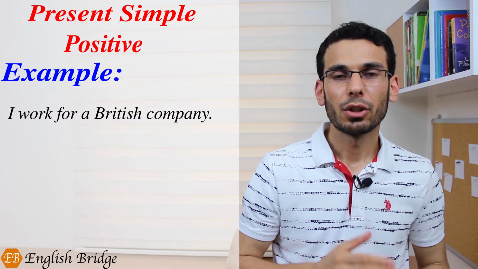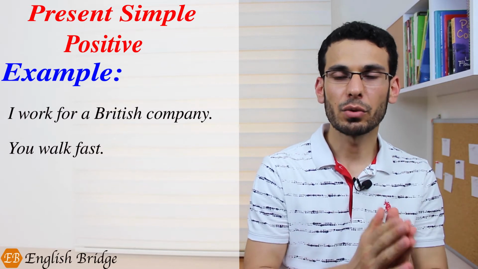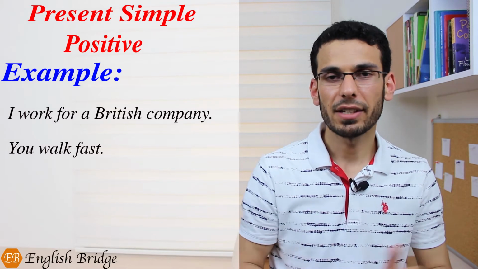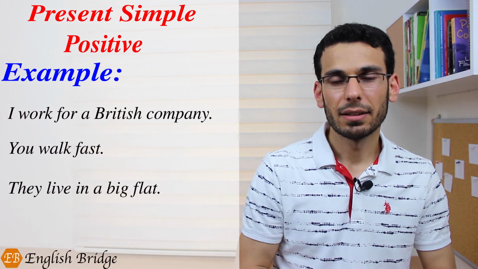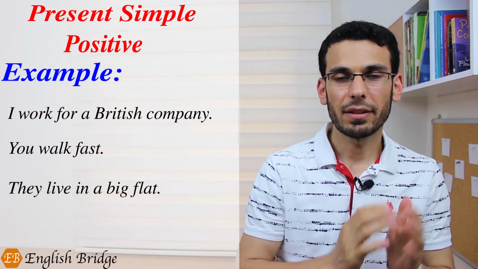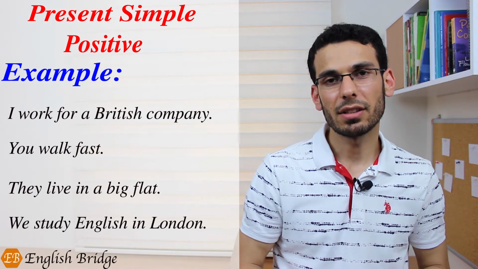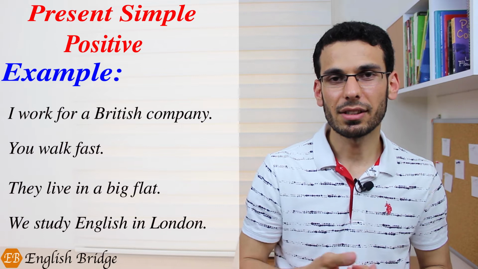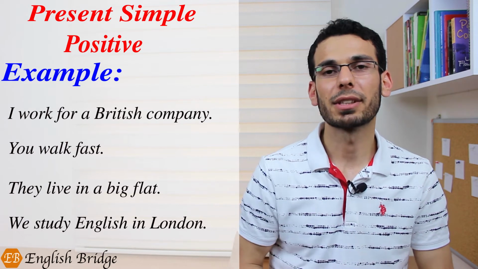Another example, you walk fast. You walk fast. As you can see again, you is the subject, walk is the verb. It's the infinitive verb. Another example, they live in a big flat. They live in a big flat. They, subject, live, verb. And the last sentence, we study English in London. We study English in London. We is the subject, study is the verb, and the complement.